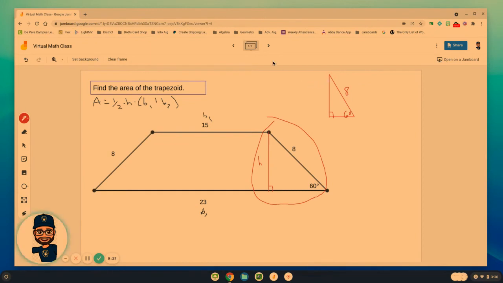So if we think back to all 30, 60, 90s, and I'm going to try and draw it the same way this one is. The 30 is up here. The 60 is over here. Opposite the 30 is the n side. Opposite the right angle is twice n. And opposite the 60 is n times the square root of 3. So if we look at this picture, the 8 represents the 2n. That's 2n. Or in this case, n equals 4.